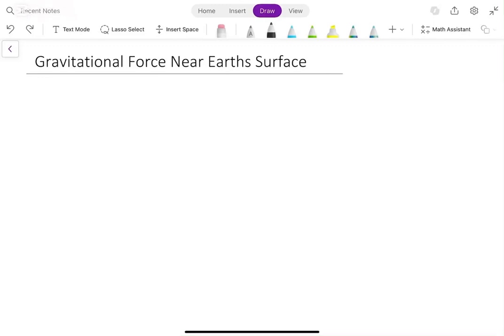Today we will be talking about gravitational force near the surface of the Earth. So when we're talking about gravitational force near the surface of the Earth, there's a few things that we can consider when we're doing these questions. One of the things that we can consider is something called free fall.